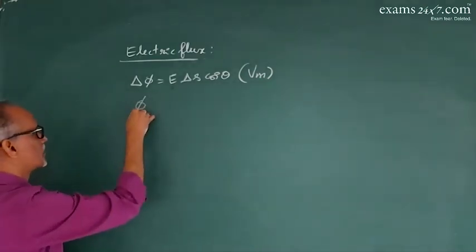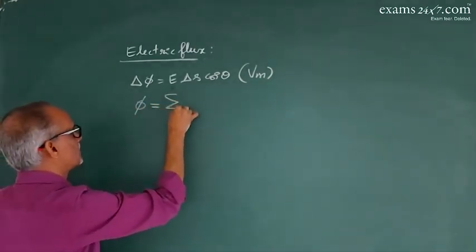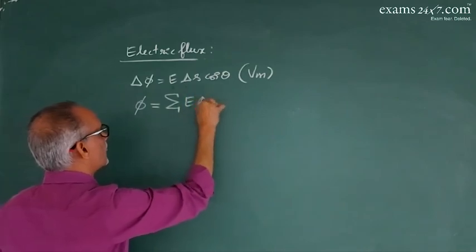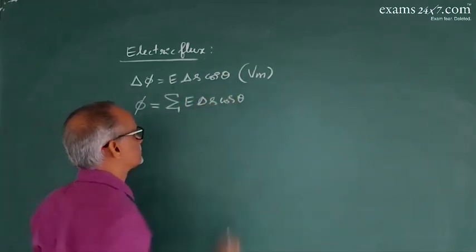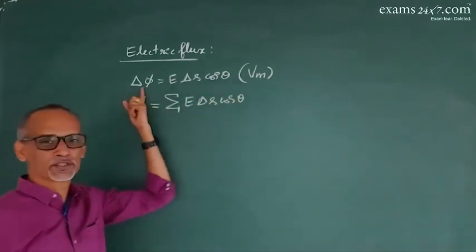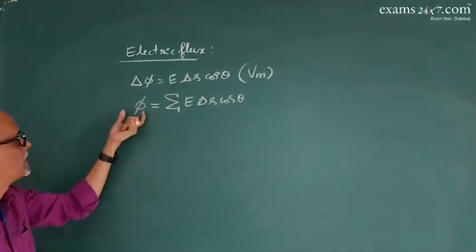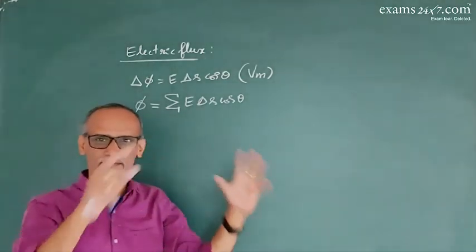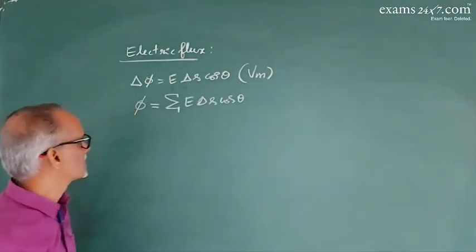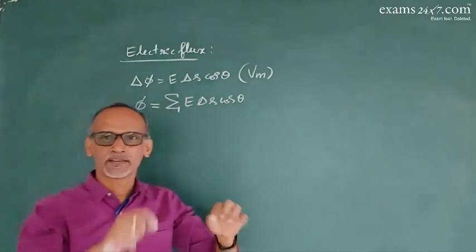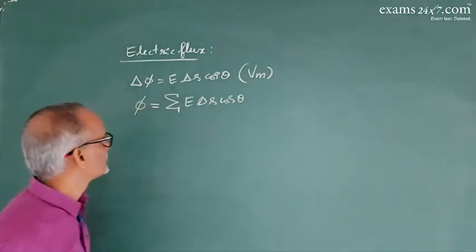If you want to measure the total flux, then φ = Σ E ΔS cos θ. When we use the first equation, we measure the flux through a small surface. And the next equation is used to find the total flux through the entire surface, where E is the electric field at each and every point on the surface.